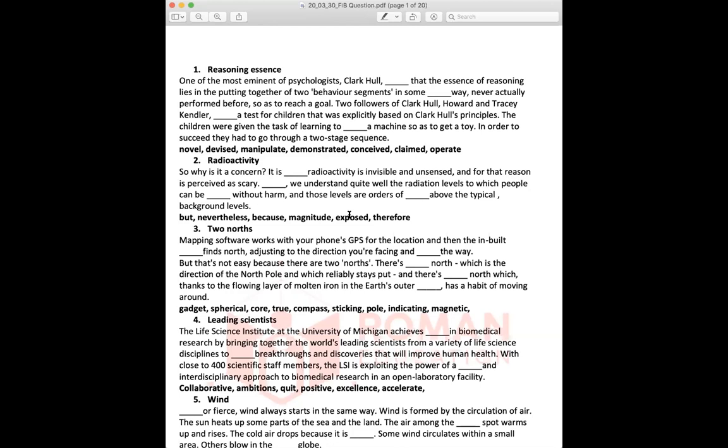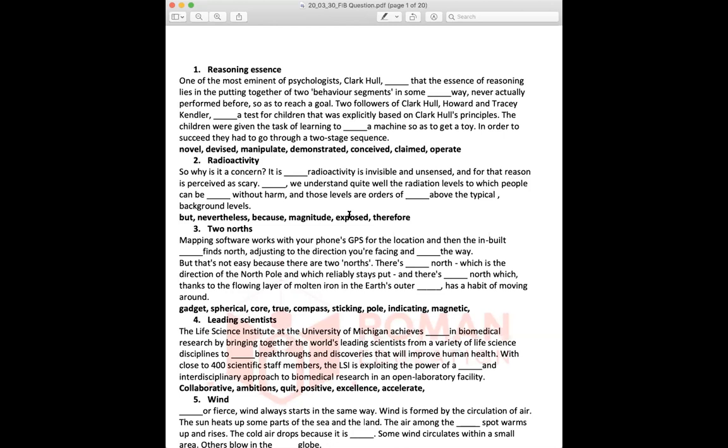That's another way to answer these questions. Now the third question, let's look at the answer. The inbuilt finds north. Let's read the sentence. If you just look at a few words before the gap, and it does not make sense, then read more so that you can understand what the sentence is trying to say. Mapping software works with your phone's GPS for the location, and then the inbuilt finds north.